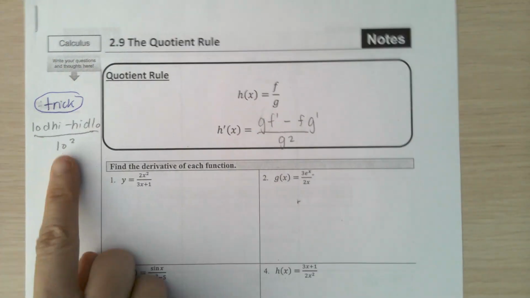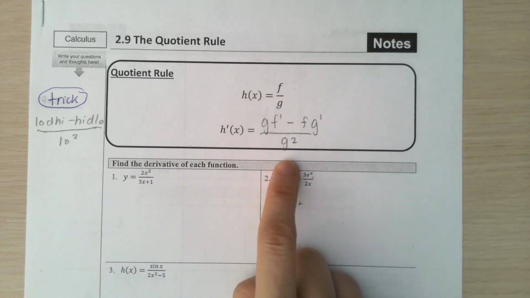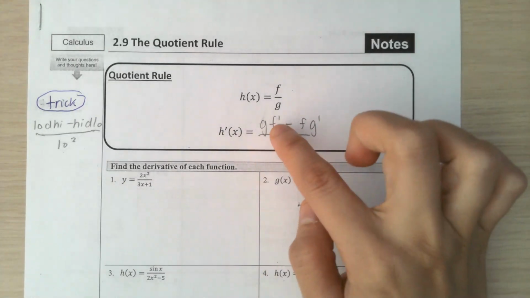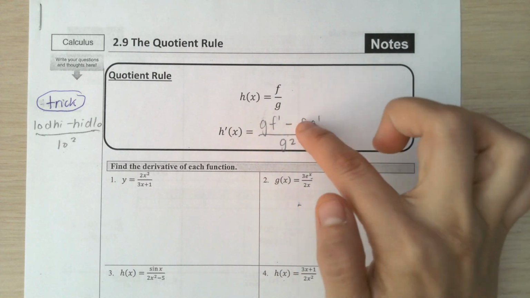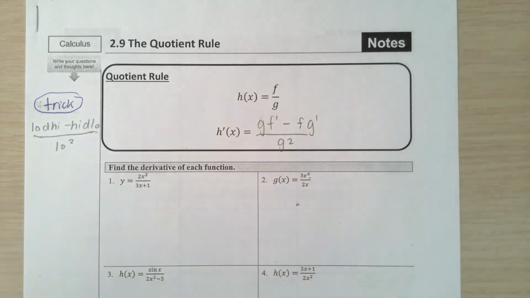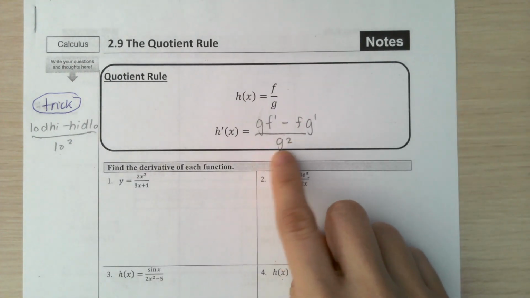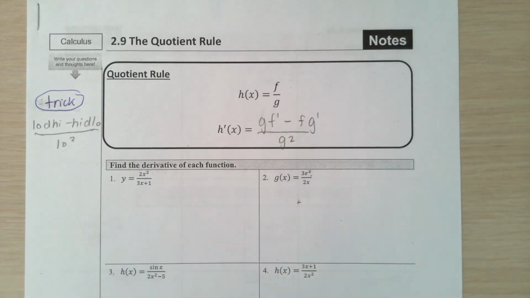So this is how I remember it. I don't remember this, but if this is what you like better, you can do that. So it's pretty much the bottom times the derivative of the top minus the top times the derivative of the bottom all over the bottom squared. So notice the bottom isn't the derivative, it's just G squared. But I like low D high minus high D low over low squared. Low D high D low.